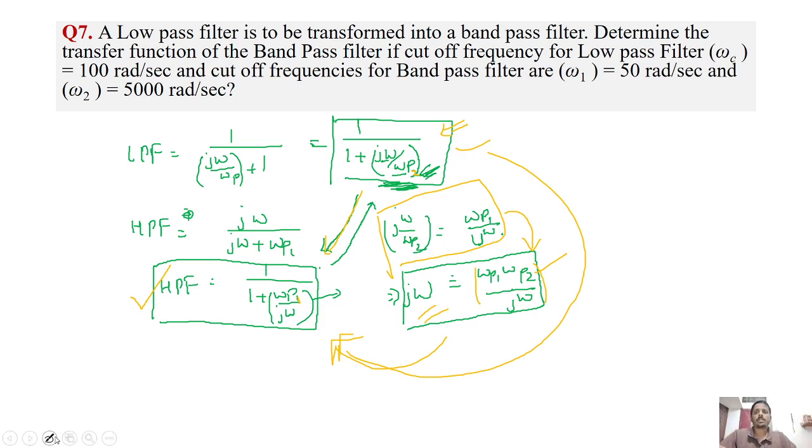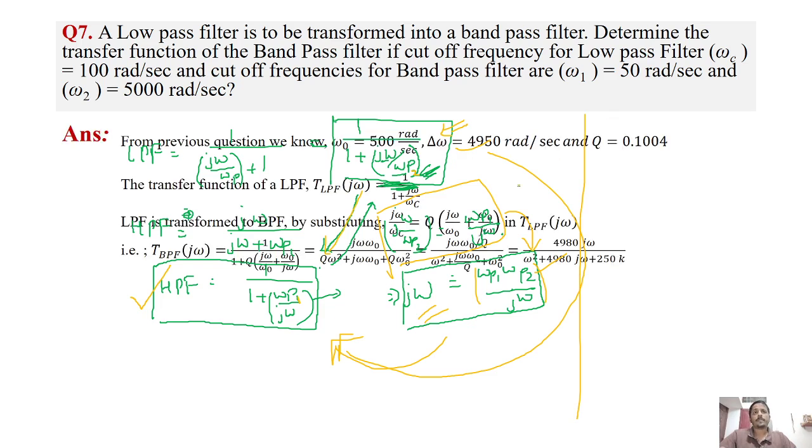Similarly, we can find the transformation from low pass to band pass.